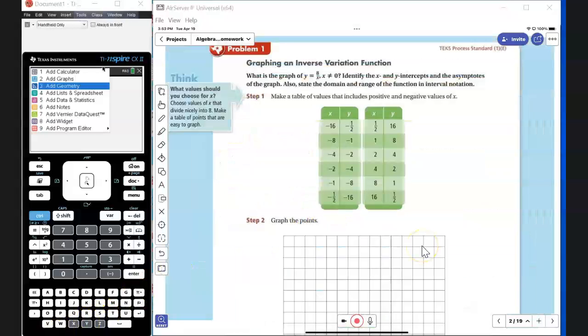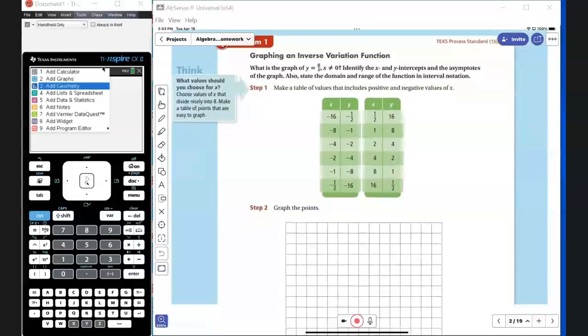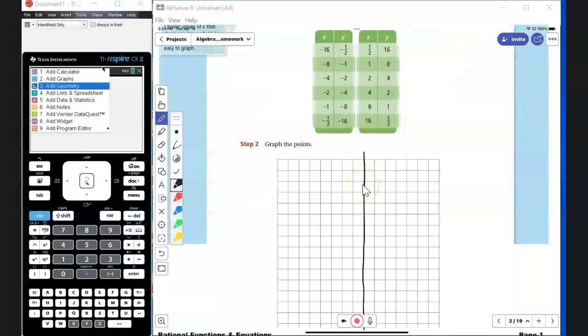In problem 1, we are going to graph the inverse variation, 8 over x. Remember that x cannot equal 0 because it's undefined. Identify the x- and y-intercepts and the asymptotes of the graph. Also, state the domain and the range of the function in interval notation. So here's the table, and I'm going to go ahead and move it up. We're going to use our table to come up with our graph.